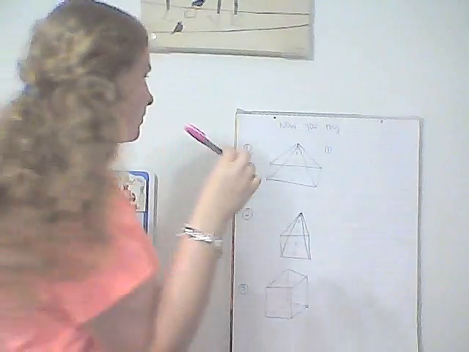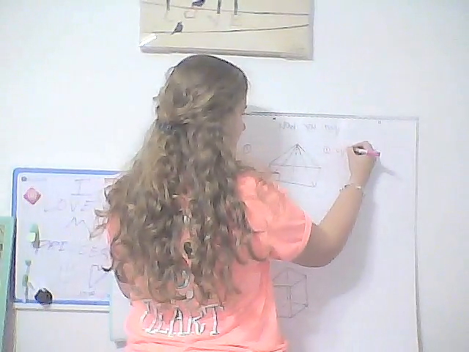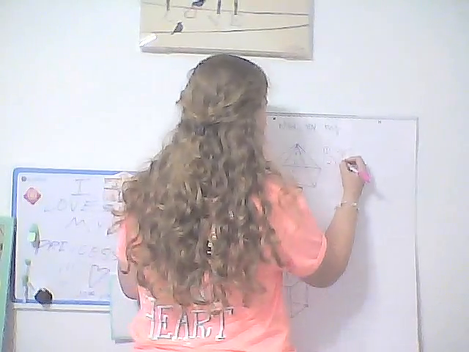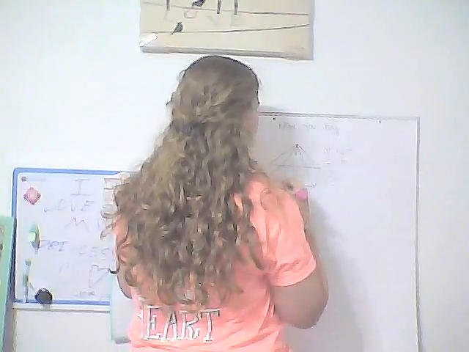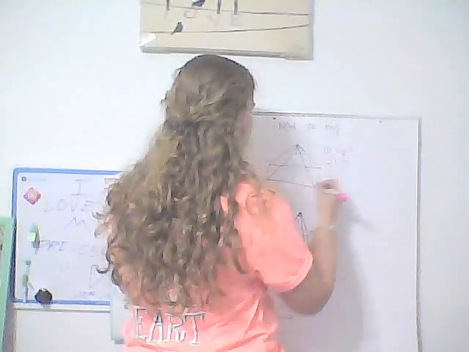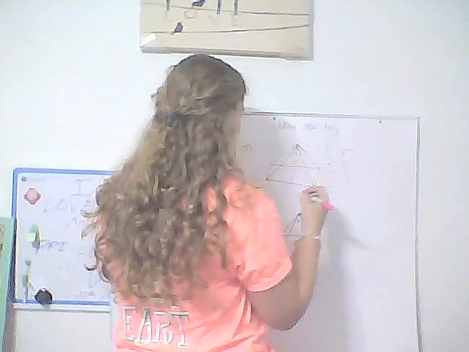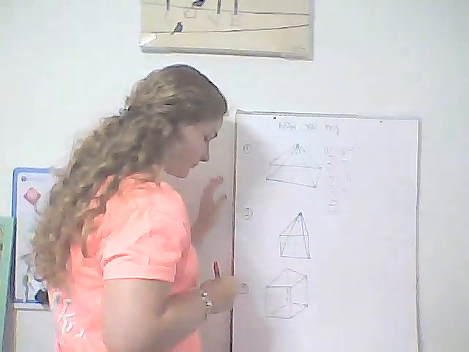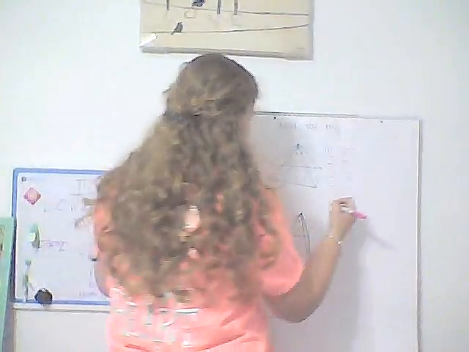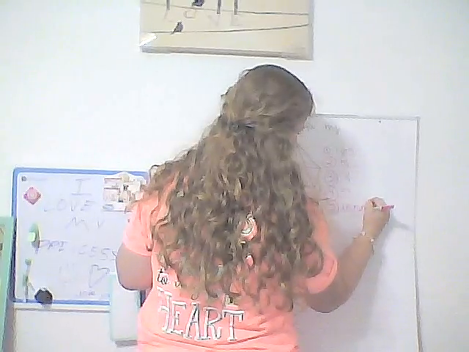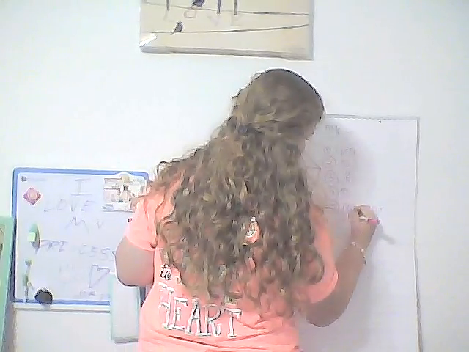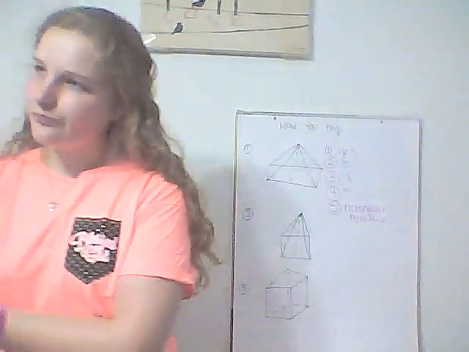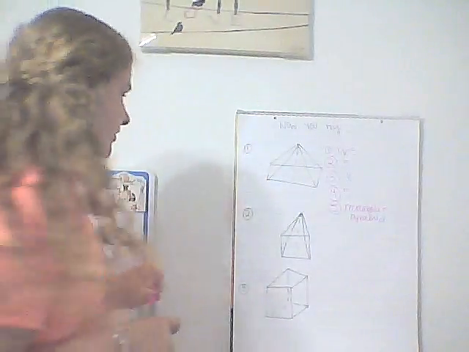Steven? Okay. Number 1. You got yes, which meant you kept going. Number 2 is the faces. 5. Number 3, this is the edges. 8. Number 4, this is the vertices. 5. Number 5, what did you get? Rectangular pyramid. Did anybody disagree? Steven is correct. Good job, Steven.